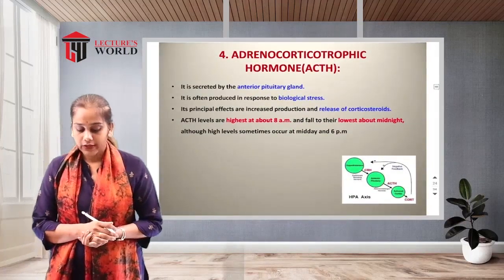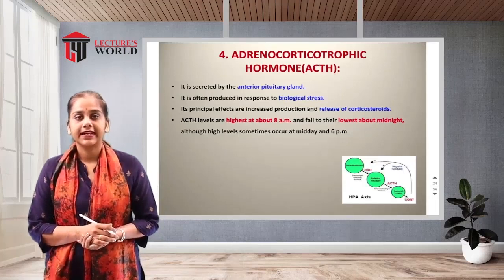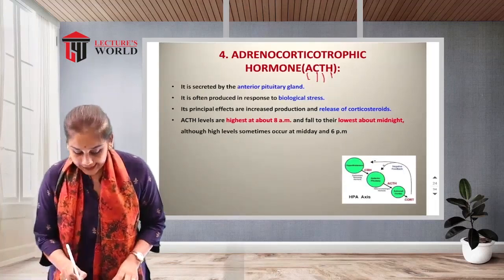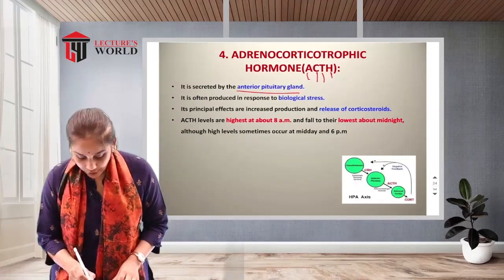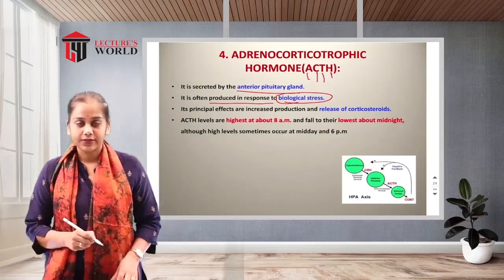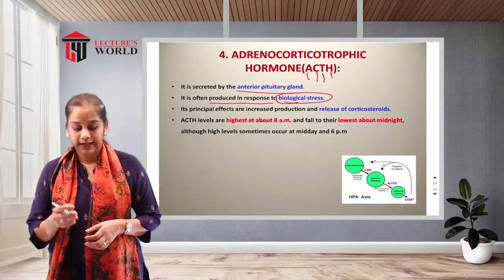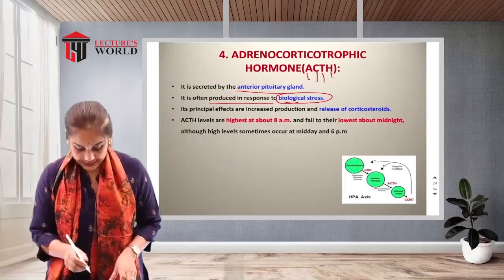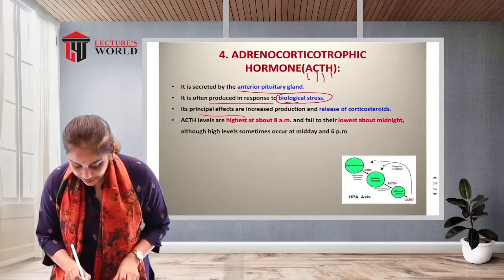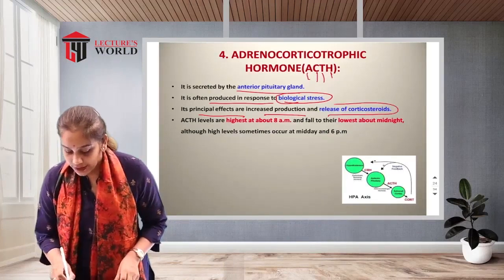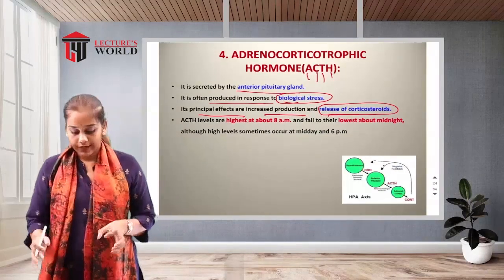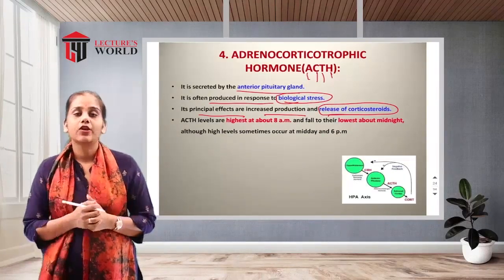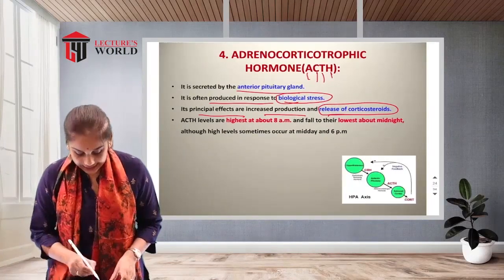Then the fourth one is adrenocorticotropic hormone, represented as ACTH. It is secreted by the anterior pituitary gland, often produced in response to biological stress. So stress is also a factor that can cause the secretion of ACTH, at a time of biological or physical stress. Its principal effects are to increase the production and release of corticosteroid.